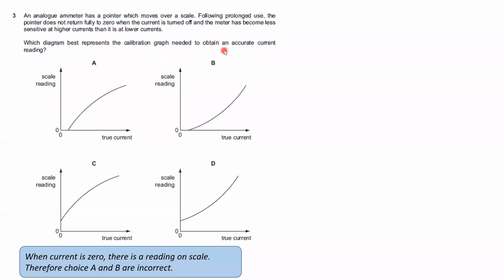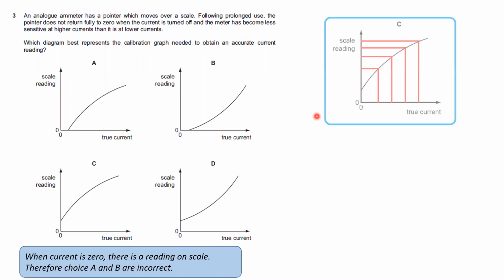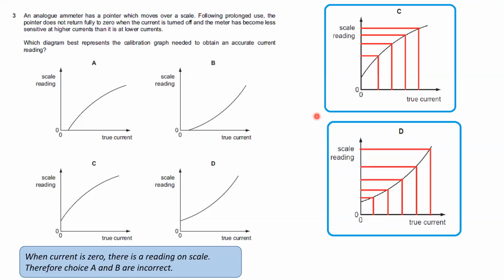The next part says that the meter has become less sensitive at higher currents than it is at lower currents. So we know that the option is either C or D. Let's analyze them in detail. We also know that the sensitivity decreases at higher currents. So I've drawn options C and D. What I've done is I've taken equal intervals of current and then connected to the scale reading.